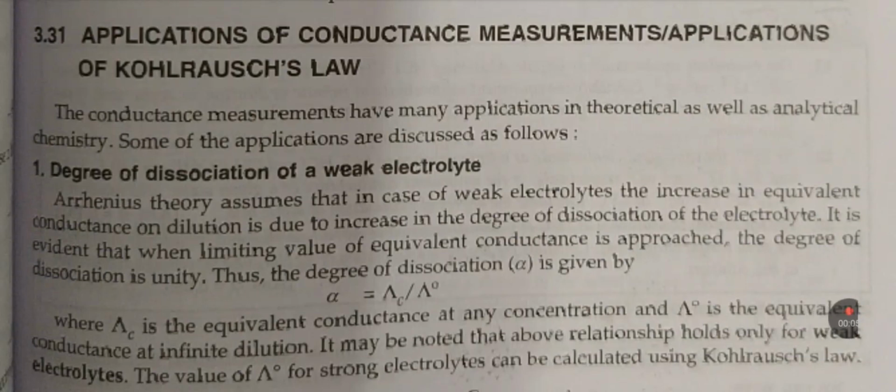Thus, the degree of dissociation is given by α = Λc/Λ0, where Λc is the equivalent conductance at any concentration and Λ0 is the equivalent conductance at infinite dilution. It may be noted that the above relationship holds only for weak electrolytes. The value of Λ0 for weak electrolytes can be calculated using Kohlrausch's law.